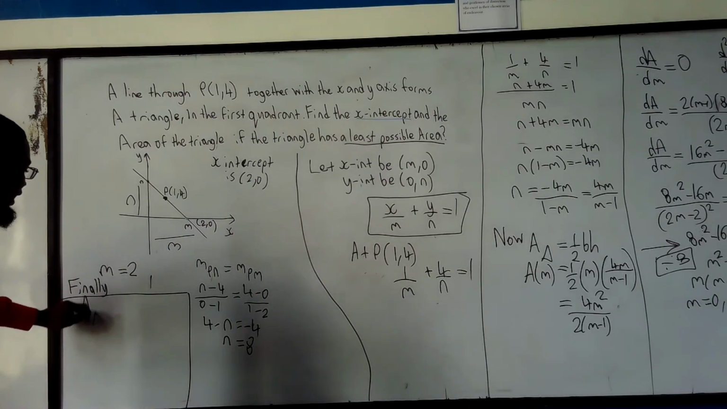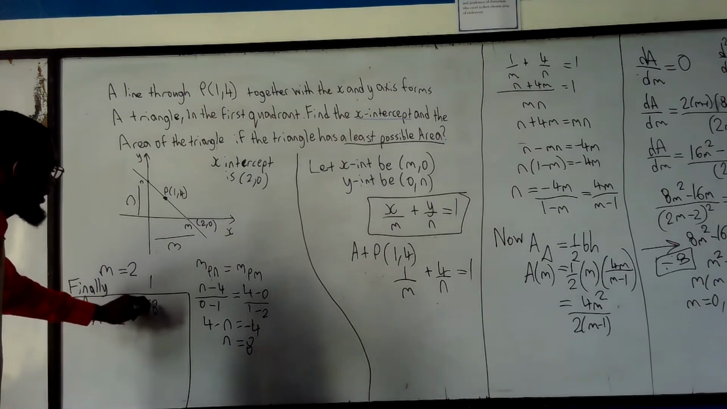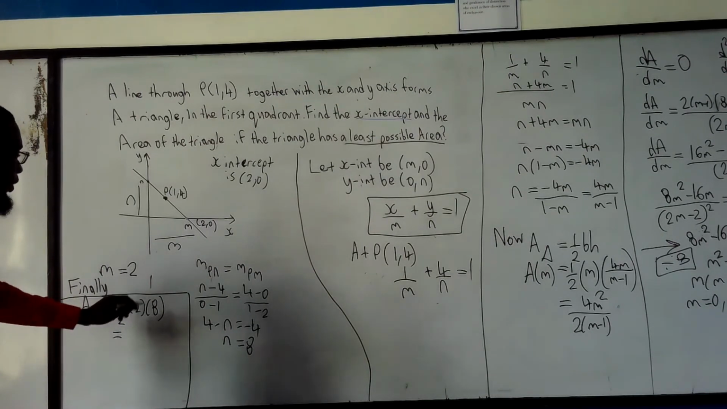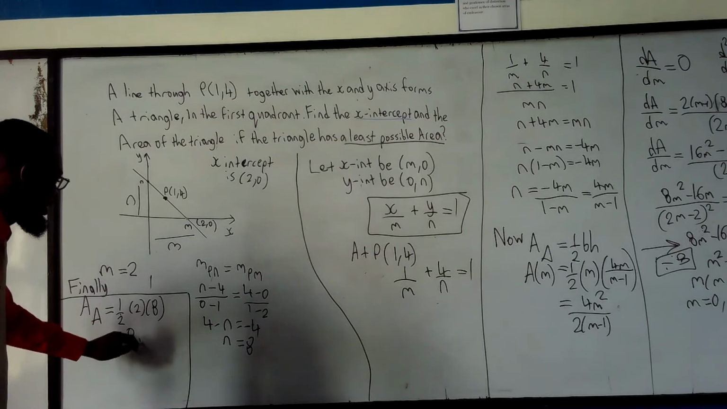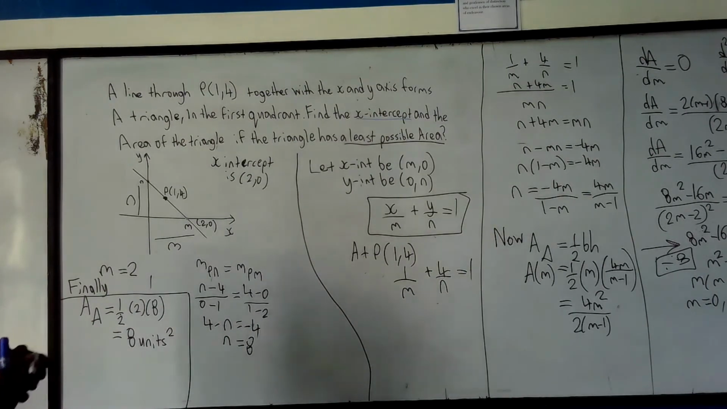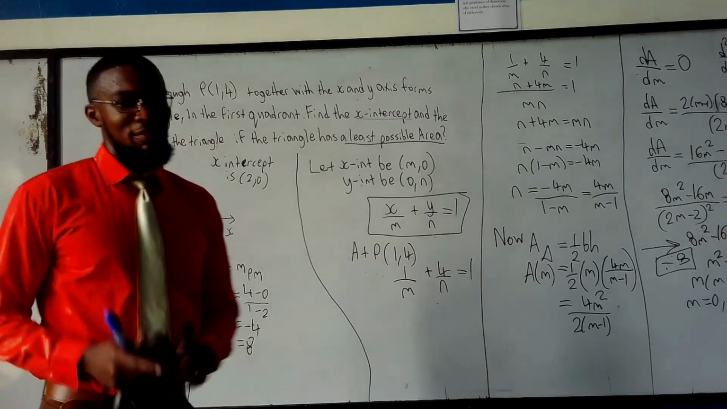So finally, the area of the triangle is equal to half the base of 2 times the height of 8. Half of 2 is 1, and 1 times 8 is 8. So the area is 8 units squared. So that's the least possible area, and that's the x-intercept. That's how math is beautiful.